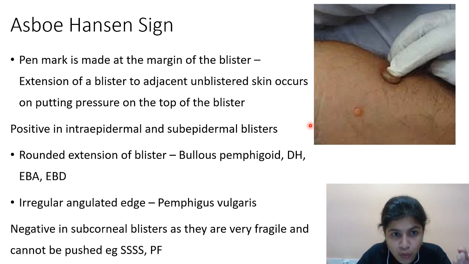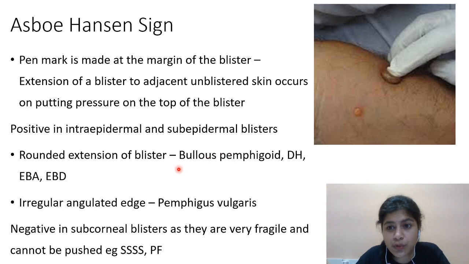Now, to document that, what you do is first you mark the margin of the blister, and then you apply vertical pressure, okay? Vertical pressure is important in the Asboe-Hansen sign. That's what you do. So here you apply vertical pressure, and then you see the extension of the blister to the adjacent unblistered skin. Okay, so that is called as the Asboe-Hansen sign positive, where you see the extension of the blister to the adjacent unblistered skin.